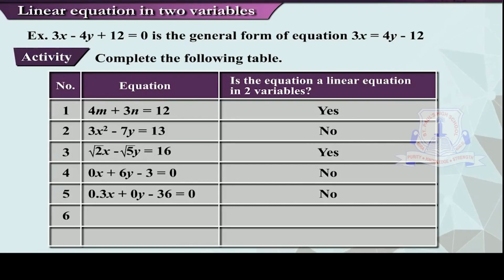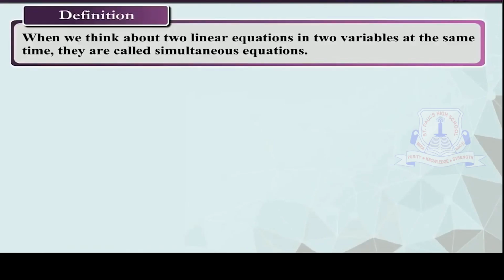Sixth, 4 upon x plus 5 upon y equal to 4. No, it is not a linear equation in two variables. Seventh, 4xy minus 5y minus 8 equal to 0. No, it is also not a linear equation in two variables.